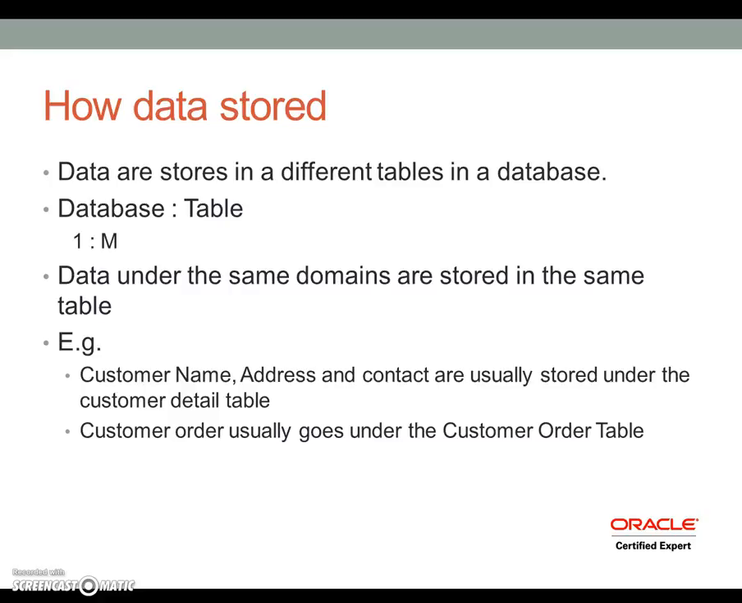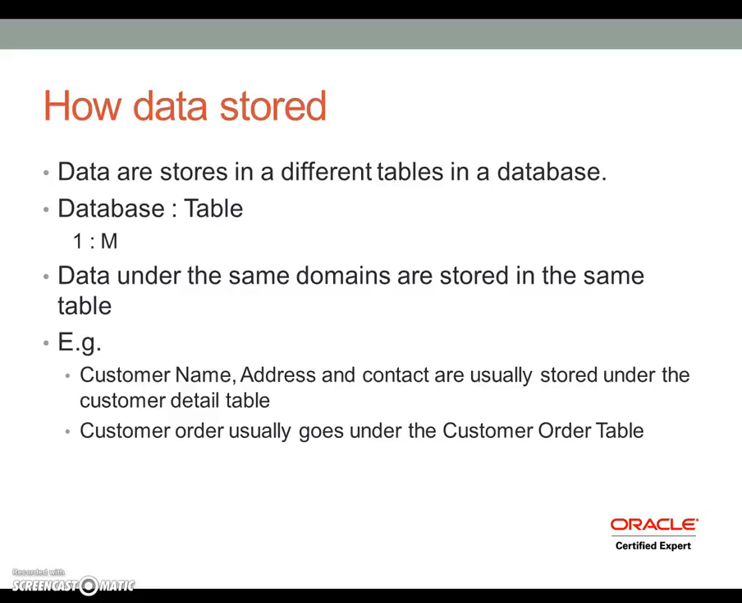So let's go through. Before we go through how we actually get the data from the database, let's go through how data is stored in the database. Data are stored in different tables in the database. So that means in one database, what we have inside is just tables and tables. We have many tables in one database, and the same kind of information is stored within the same tables.